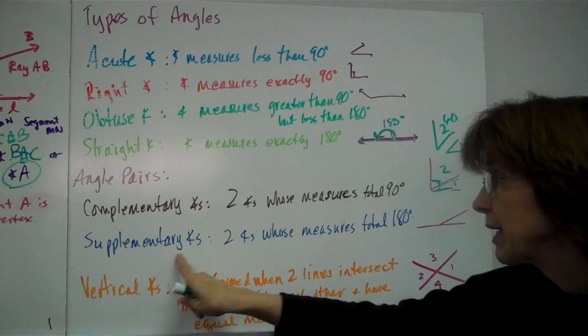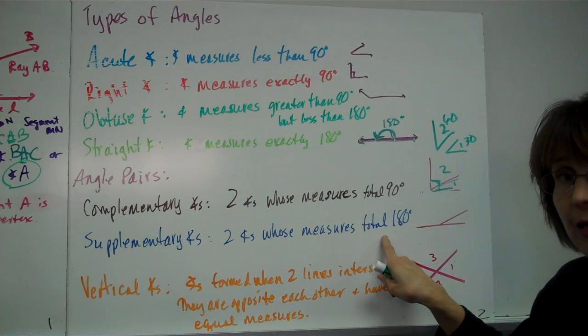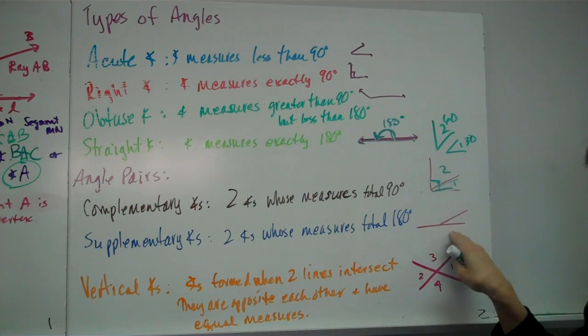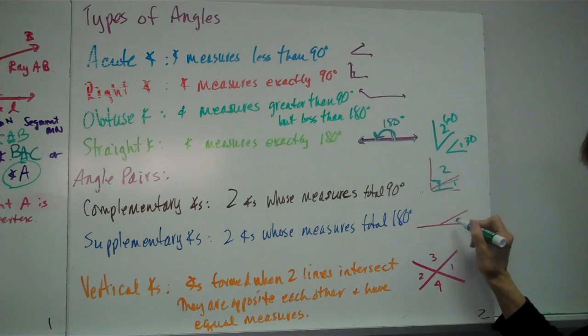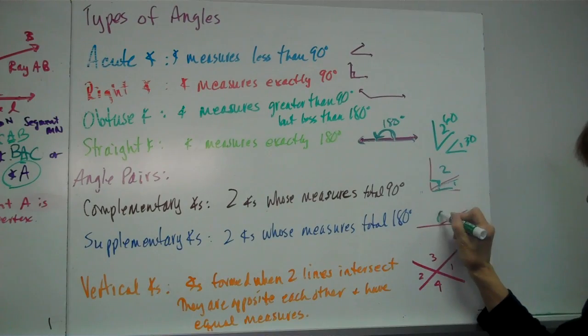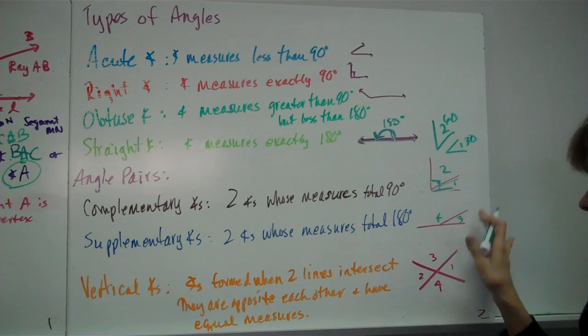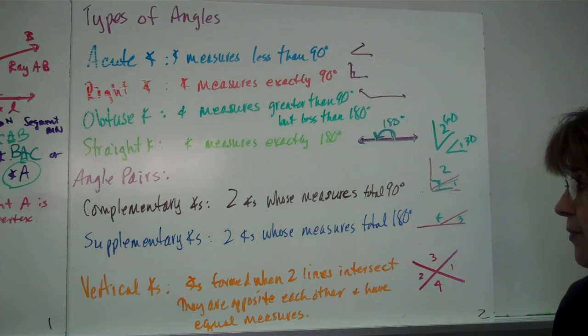Supplementary angles are two angles whose measures total 180. But again, it could be the same thing. They could be all together like this. They could be together, sharing a common side, a common ray, or they could be separately drawn. But as long as their sum is 180, they're supplementary.